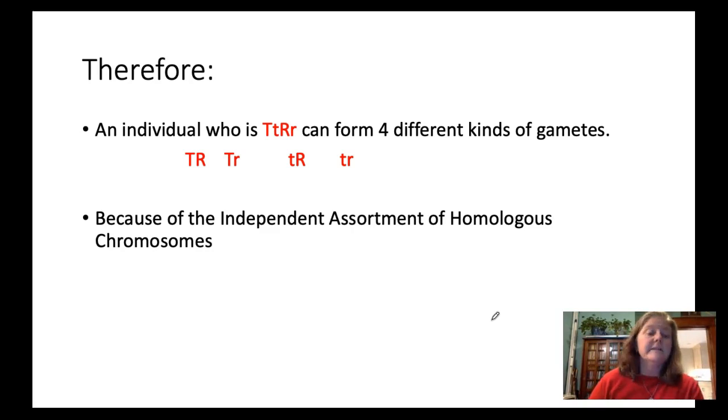So big T big R, big T little r, little t big R, and little t little r. And this can only happen through independent assortment of homologous chromosomes, and it can only happen if those 2 genes are located on non-homologous chromosomes. So if they're located on different chromosomes.